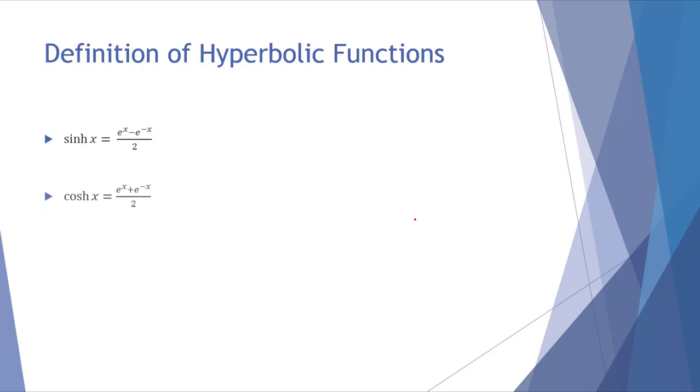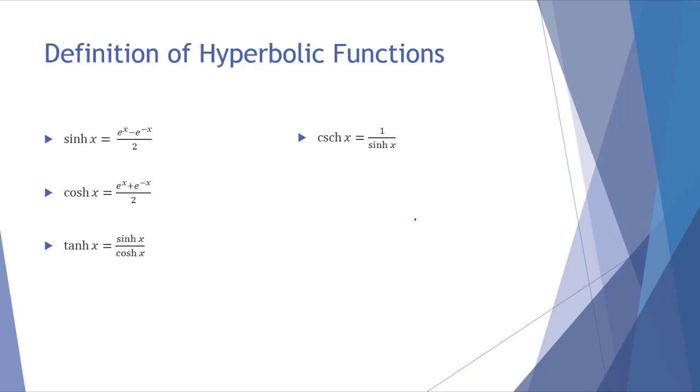The definition for the hyperbolic cosine of x is going to be e to the x plus e to the negative x. Once you have those two definitions, you're going to see a lot of similarities between the relationships of hyperbolic functions to each other and the relationships of trigonometric functions to each other. For example, the hyperbolic tangent of x is the hyperbolic sine of x divided by the hyperbolic cosine of x. That's very similar to trig functions.